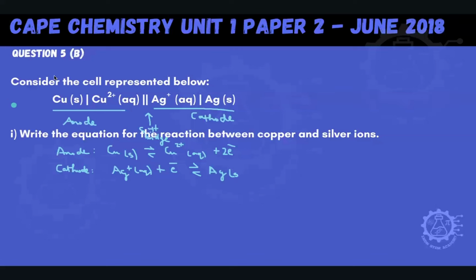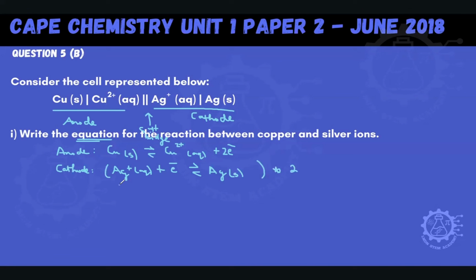Now, if I'm going to come up with a full equation for the reaction, I have to make sure my charges are balanced. At the anode, the copper is losing 2 electrons, but the silver at the cathode is only gaining 1. Remember, whatever the anode loses, the cathode has to gain, because that's where the electrons are coming from. So if the anode is losing 2, the cathode has to be gaining 2. To balance that, we multiply the cathode reaction by 2.